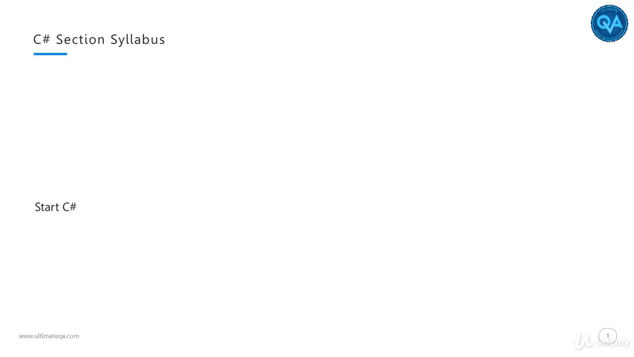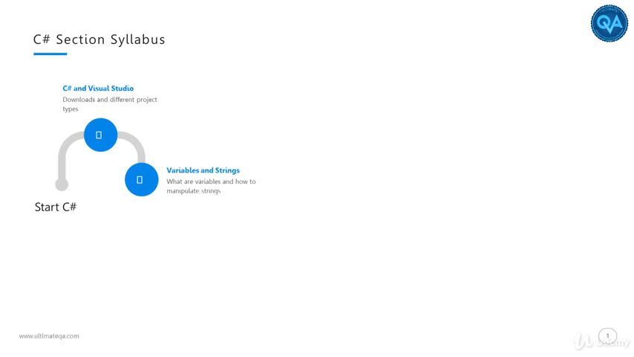The C# section will teach you everything that you need to know for C# without going into too much detail so that you can do your job as a QA automation engineer. We're going to begin by teaching you C# and Visual Studio. You're basically going to learn different types of downloads and different projects. Afterwards, Dr. Tiffany is going to teach you variables and strings.